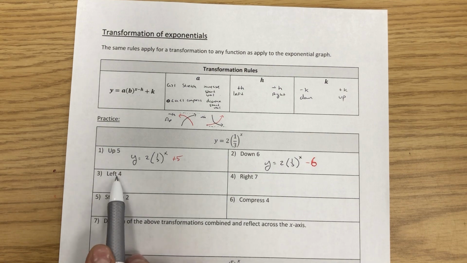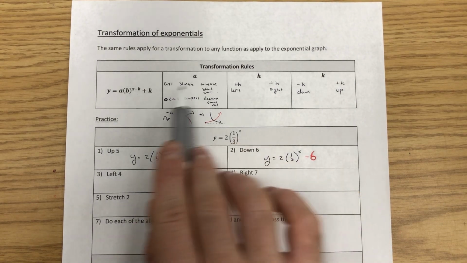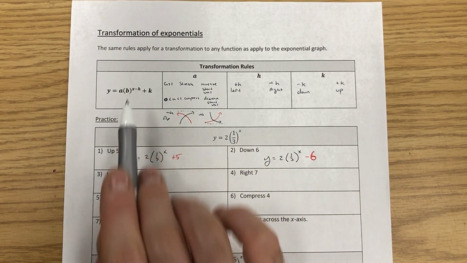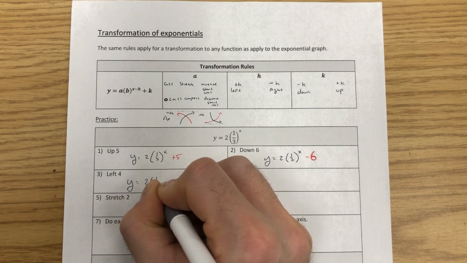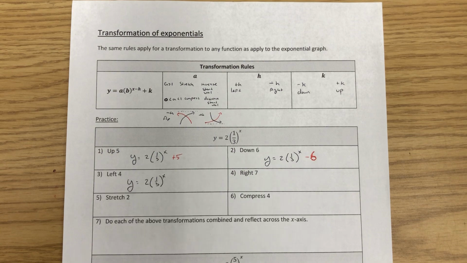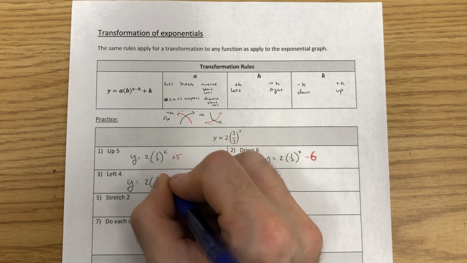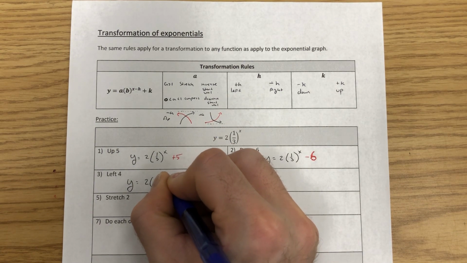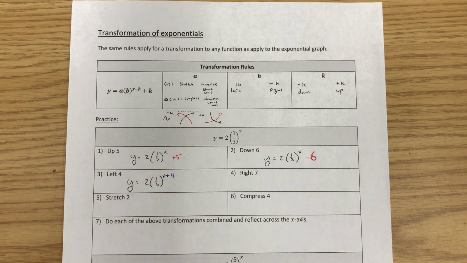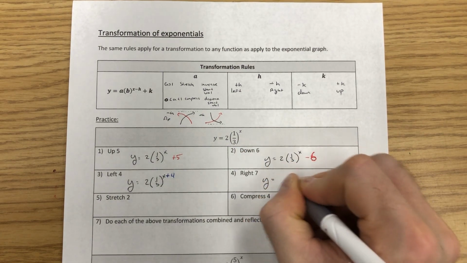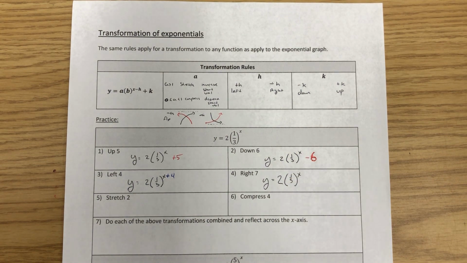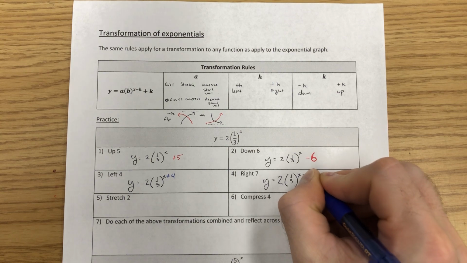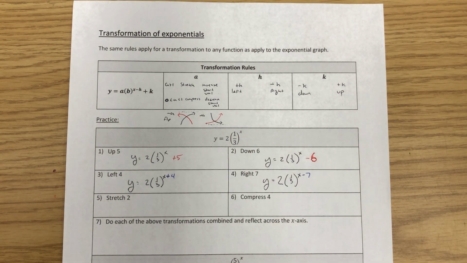Awesome. So the left 4, this is going to be the h, so it's connected to the x. So we're going to take our y equals 2 times 1/3 to the power of x, and this is going to be left, so an inverse relationship, so plus 4. Likewise, if we tried to move it to the right, 2 times 1/3 to the x, right is going to be minus 7.